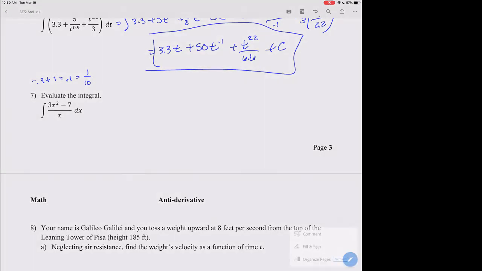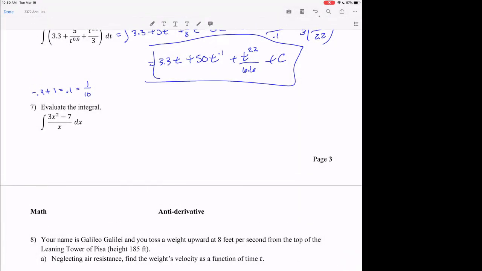Okay, here is a typo. This should be squared. You don't know how to do it if it's not, at least not yet. So you're going to have to rewrite this. This is the integral of 3x squared over x squared minus 7x squared over x squared dx. So this is the integral of 3 minus 7x to the negative 2 dx.